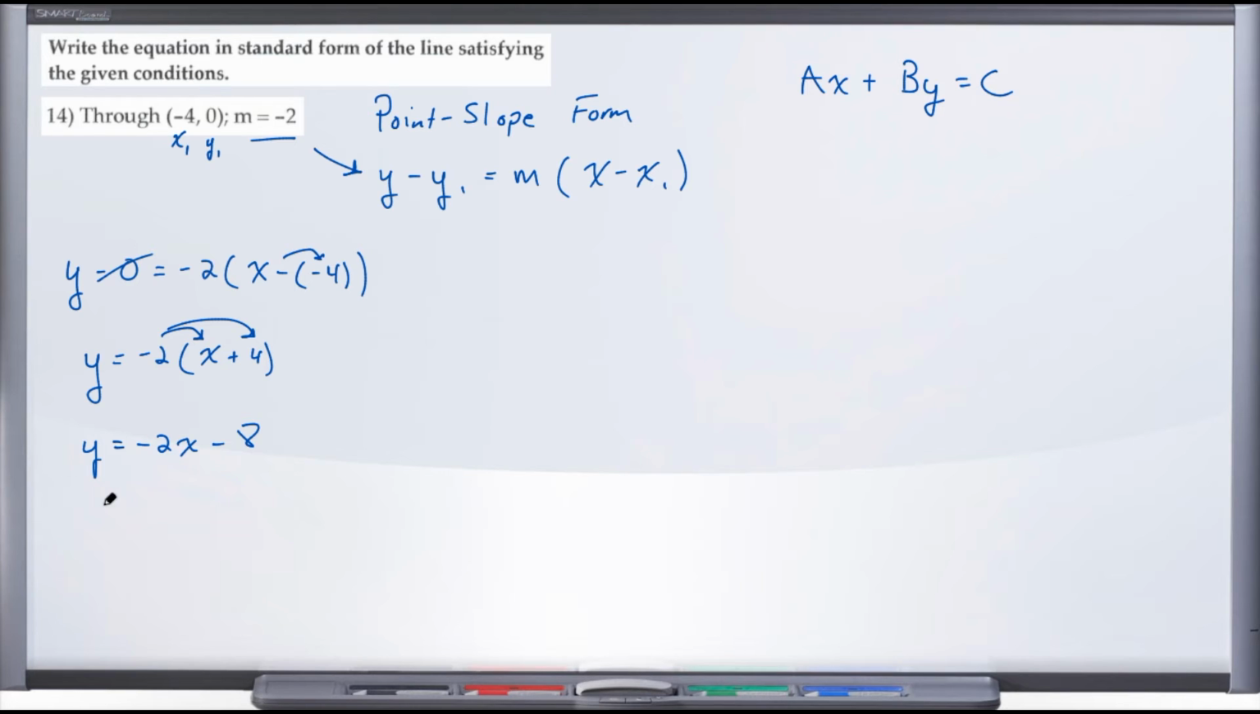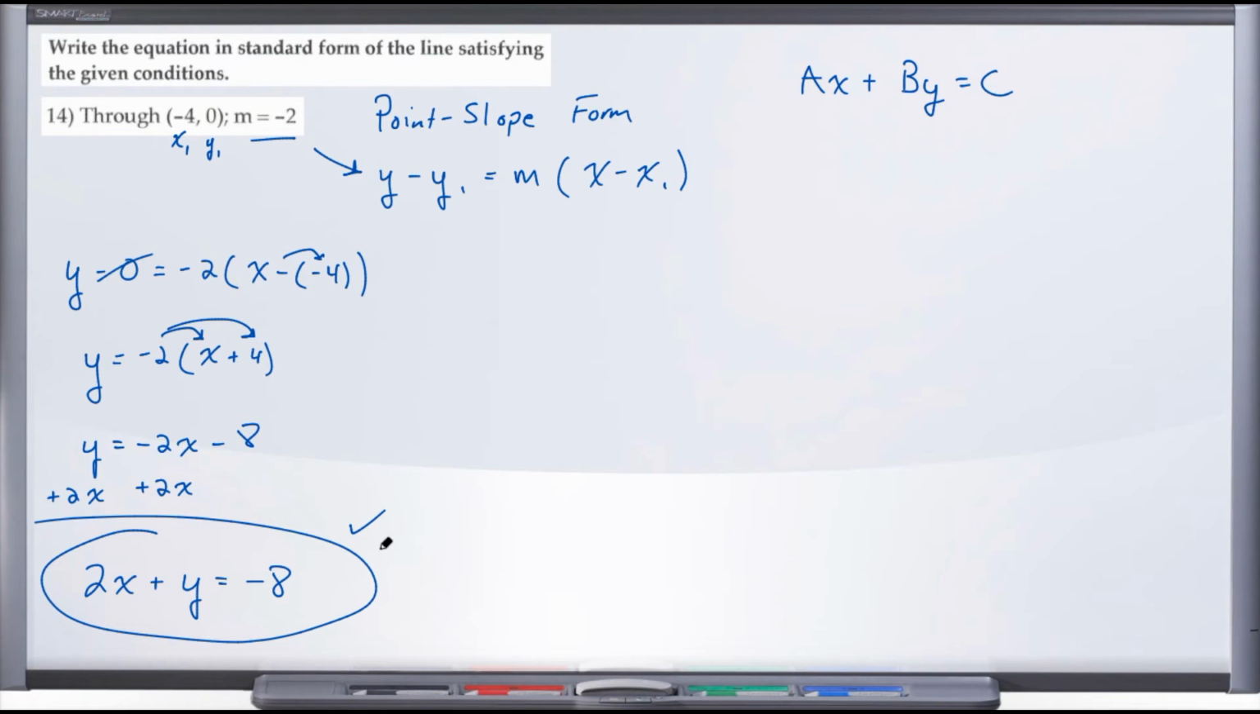And so to do that, all we're going to do is we want to move this x from the right-hand side to the left-hand side so that the x and y are on one side. And we'll go ahead and add 2x to both sides, and that's going to give us 2x plus y equals -8. And now that we have our x and y on one side, our constant on the other, we have successfully written the equation in standard form of the line satisfying these given conditions.